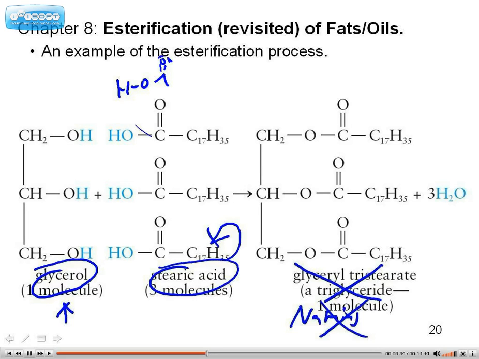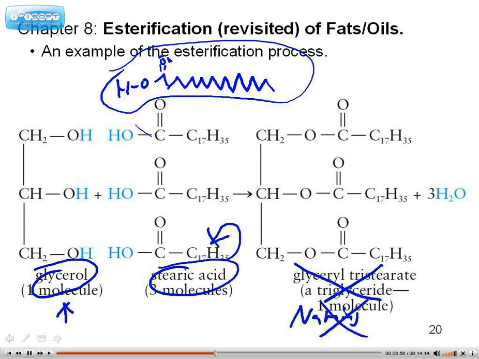Usually, I'll want you to go ahead on a piece of paper and actually sketch out the fatty acid. So in this case, stearic acid has 18 carbons, so 2, 4, 6, 8, 10, 12, 14, 16, 18. So I want you to go ahead and actually sketch it out. You're responsible for this chemical reaction. Let's go ahead and move on.